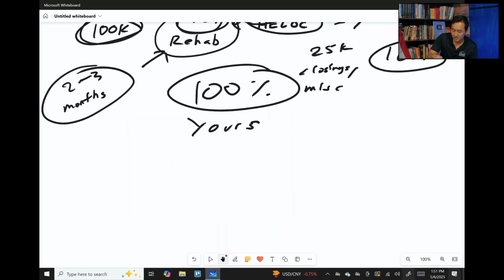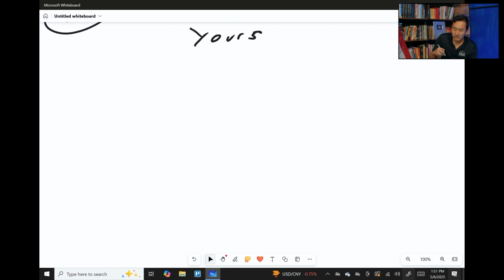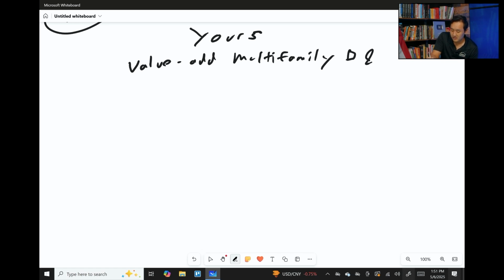Now, the second scenario that is, in my opinion, very, very ideal is what's called a value add multifamily buy and hold. Now, let me explain very briefly and simply what this even is. Okay, there you go, buy and hold. Sorry, my writing isn't very good, as you could tell.